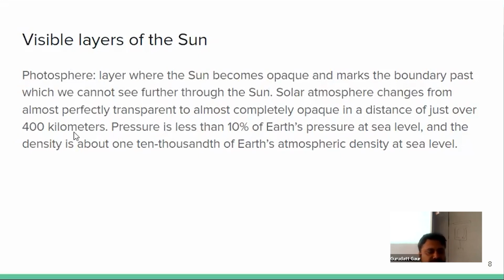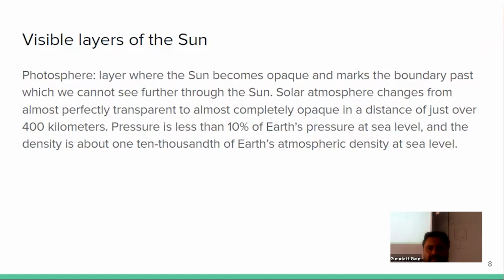And this is not too big compared to the convective zone. It is only 400 kilometers. And again, the pressure is very, very small. It's only 10% of the Earth's pressure, which is 1 atmospheric pressure. How many Pascal is it? 1 atmospheric pressure is 101,325.